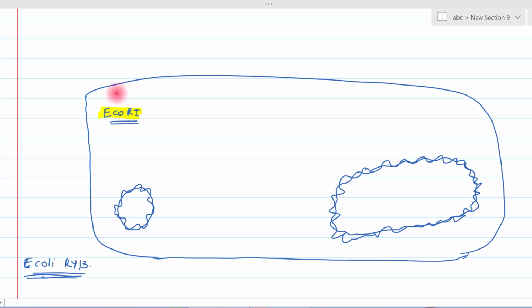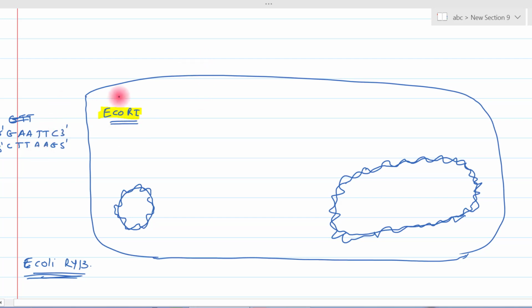Now, what is the recognition site or restriction site of this restriction endonuclease? Its restriction site is GAATTC from 5' to 3', and on the opposite strand it is CTTAAG, and this is 5'. So whenever this enzyme finds this sequence on any DNA molecule, it will break it. There will be a double stranded break.